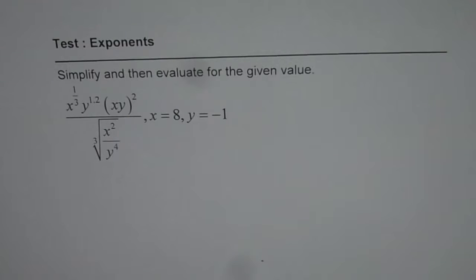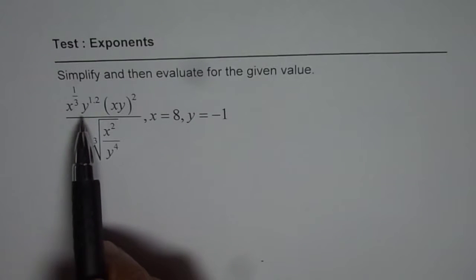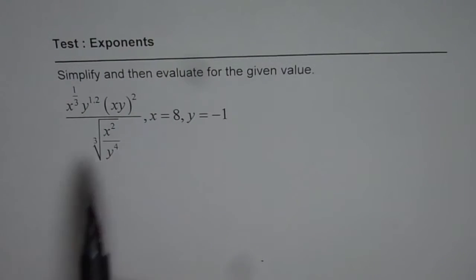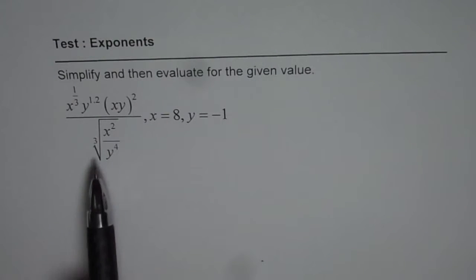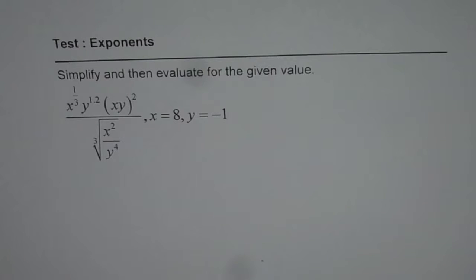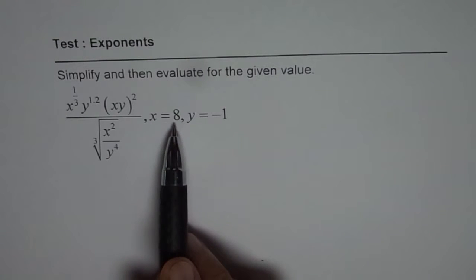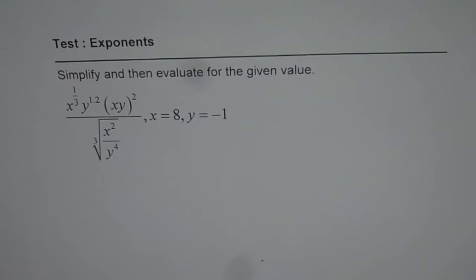The question here is: simplify and then evaluate for the given value. So we have x to the power of 1/3, y to the power of 1.2, (x times y) whole squared, divided by the cube root of x squared divided by y to the power of 4, where x equals 8 and y equals minus 1.